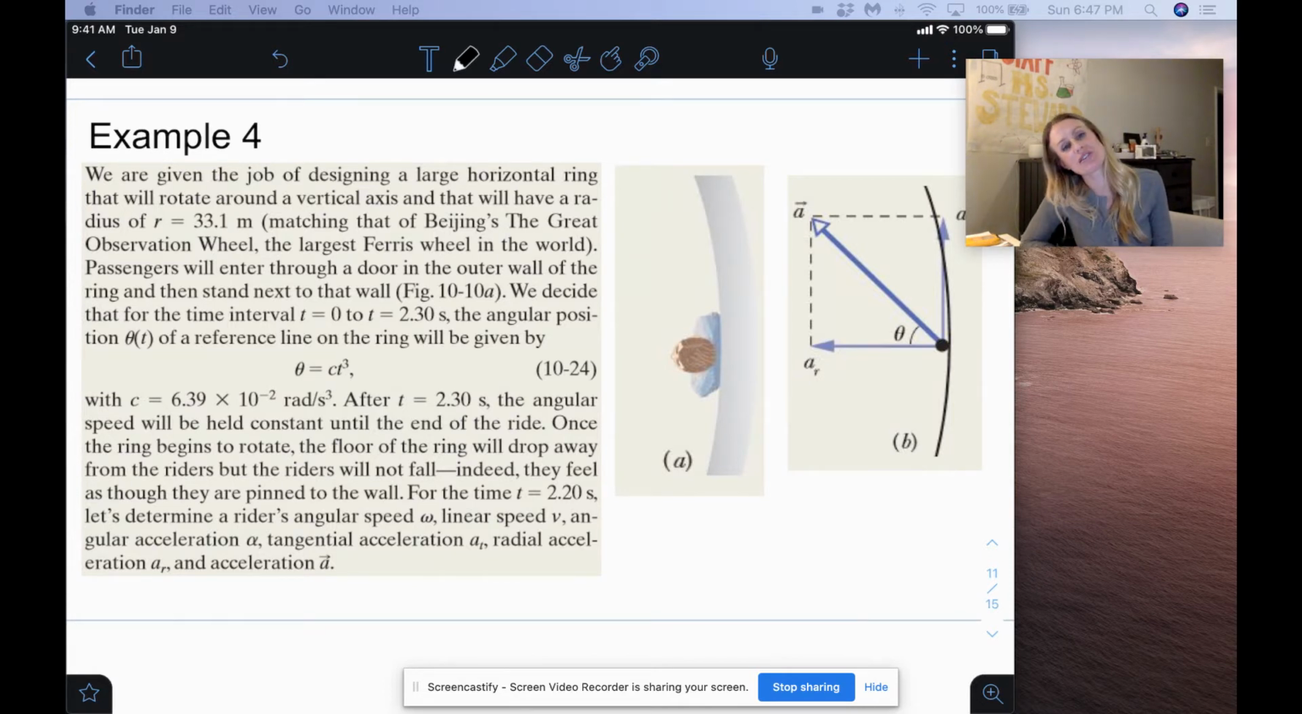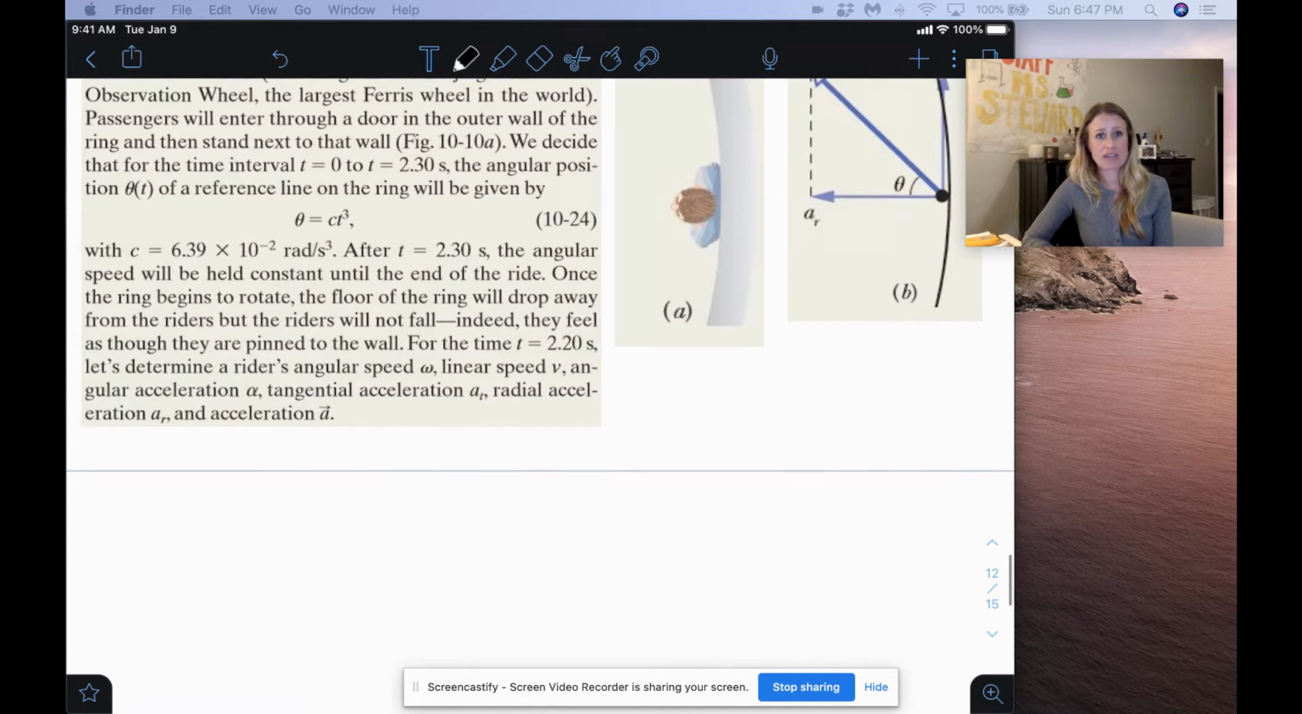First and foremost, I hate when they do this in the book, when they give you a function like c times t cubed, and then they just give you c. Why don't they just put c in the function? It's very annoying. So what's happening here is that we're speeding up until 2.3 seconds and then going at a constant angular velocity after that. But we're looking at a time t equals 2.2 seconds, so we're still speeding up at this time.